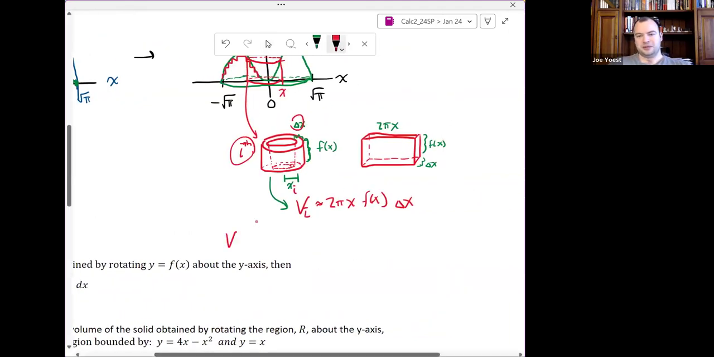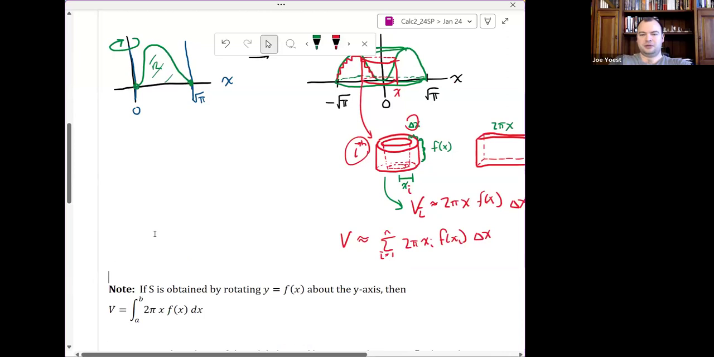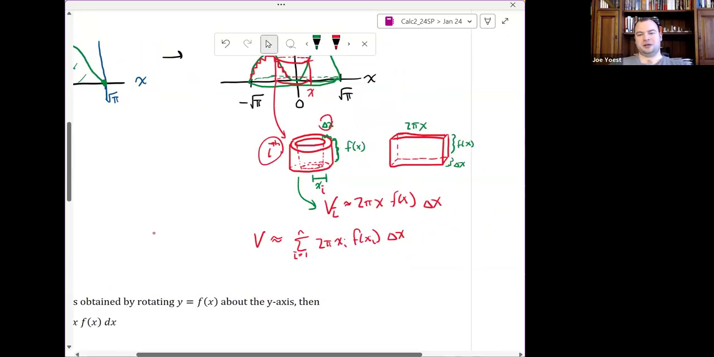So what's my overall volume then? It's approximately the sum from i equals 1 to n of 2 pi x_i f of x_i delta x, where delta x is just b minus a, or root pi minus 0, over n. This should have a feeling of a Riemann sum. We say our volume equals, then we take the limit as n goes to infinity, which takes delta x to 0, because delta x is b minus a over n. b and a are fixed. n going to infinity drags that to 0.